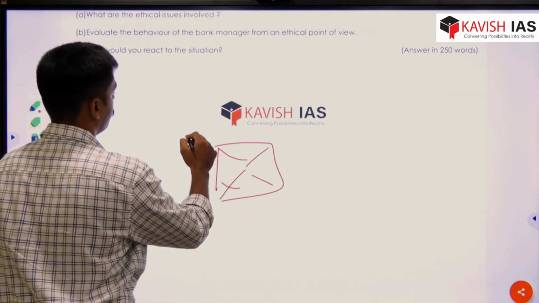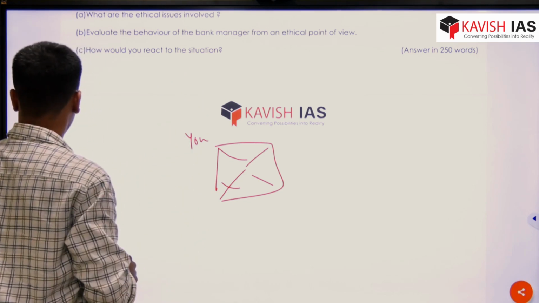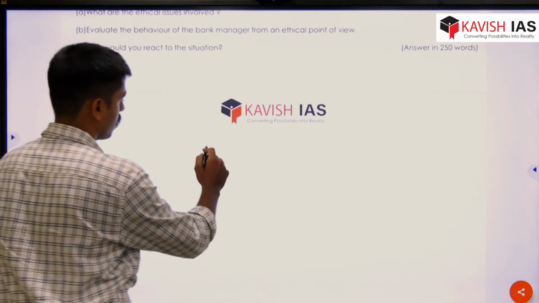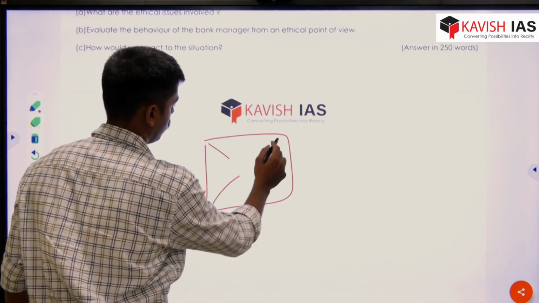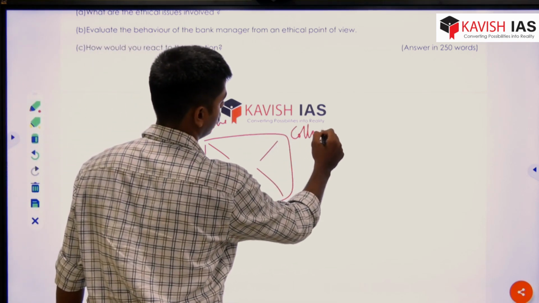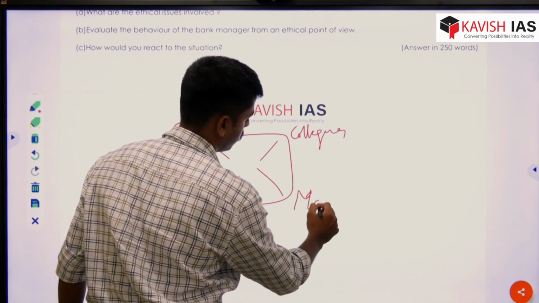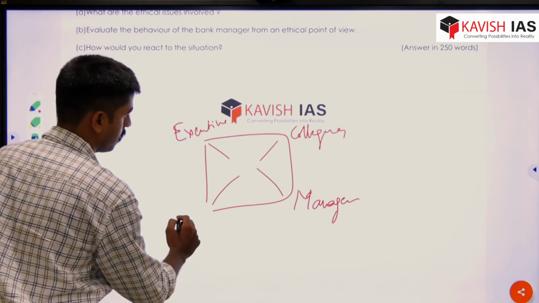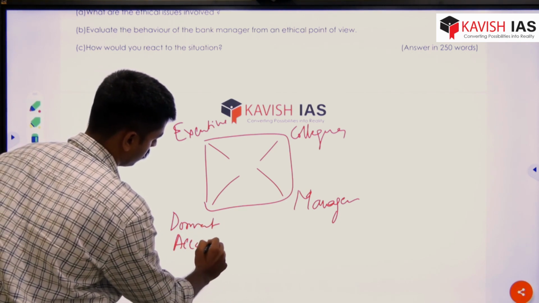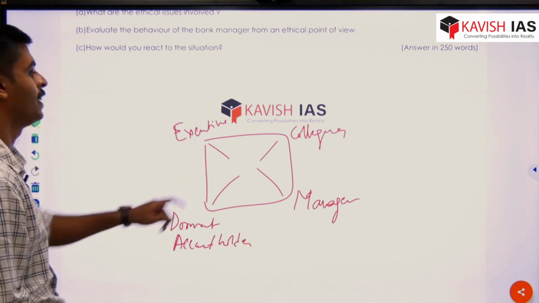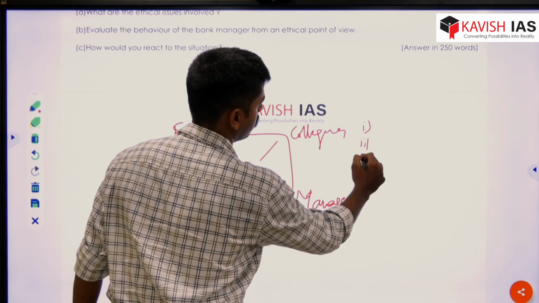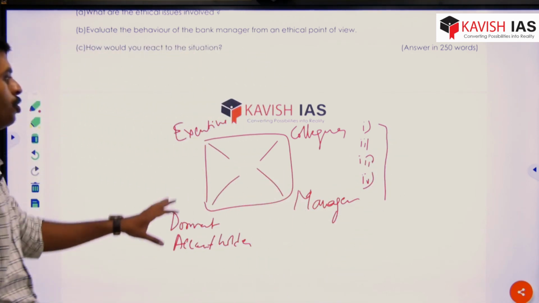then on one hand, you as a manager, you as an executive, then your colleague, then that bank manager and the dormant account holder. Well, it's just a rough idea of presenting this. You can have any schematic representation of this, or you can even write it as 1, 2, 3, 4 likewise. Okay, so you can begin with this approach.